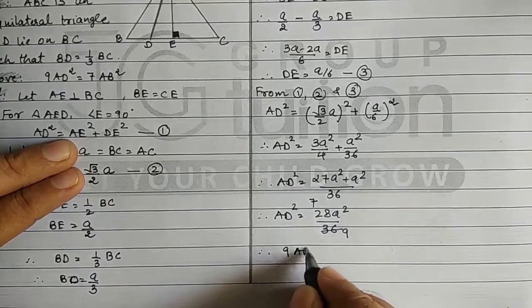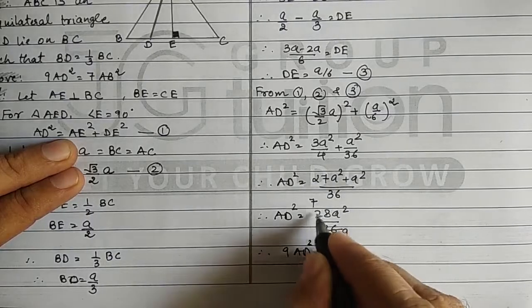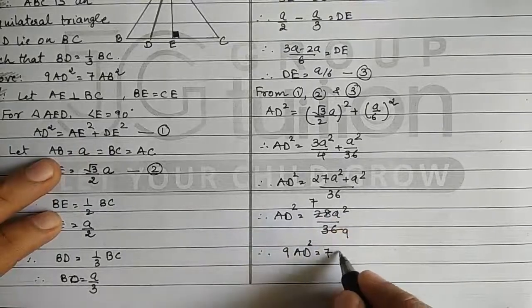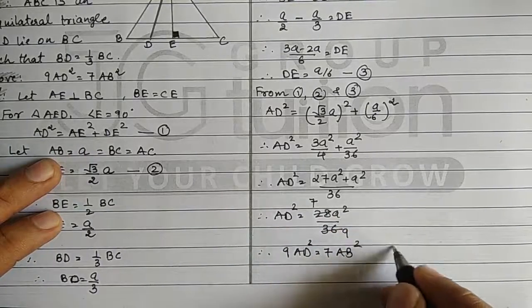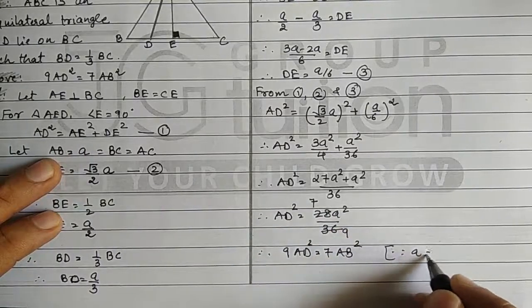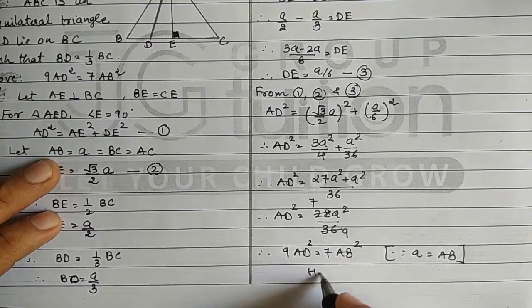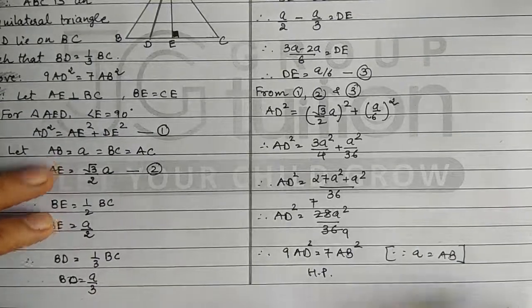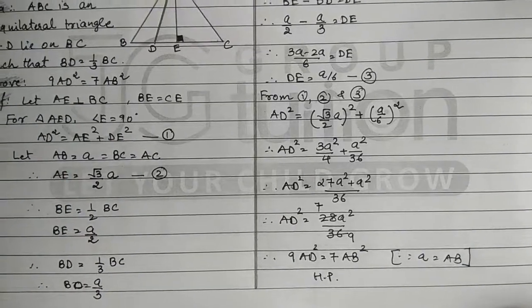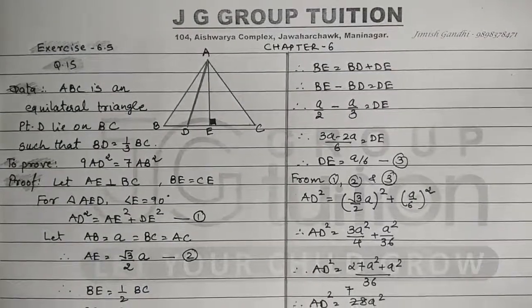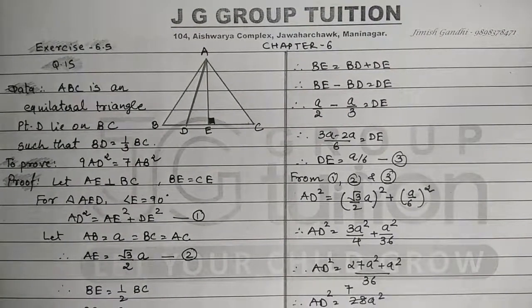So it is 9 AD square is equals to 7, as it is cut. You can say that A is nothing but it is AB. So it is 7 AB square, because A is equals to AB as we have discussed. So hence we prove this value. So I hope students you are getting this. This question which we have done just now, that is number 15, is also very important.